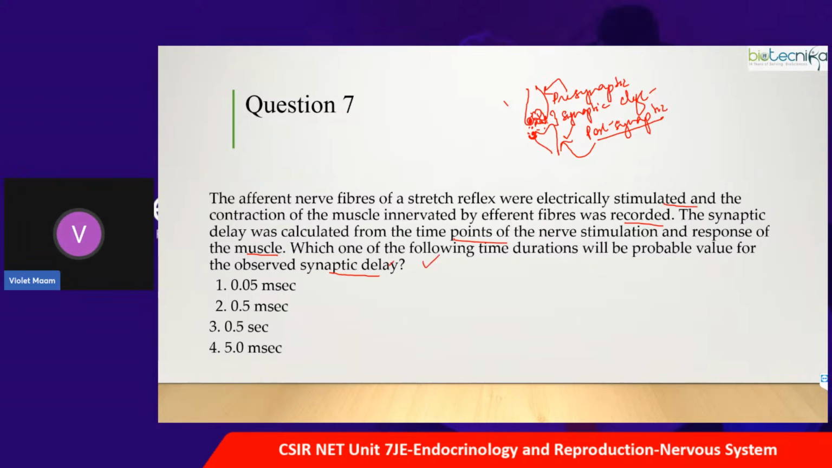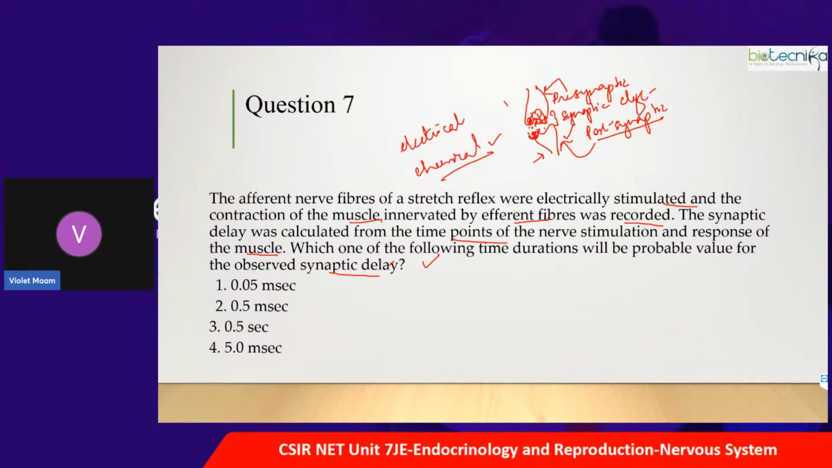So that time it takes is the synaptic delay. Why are we saying there's a delay? Because it takes more time. There are two types of synapses: one is the electrical synapse, and the other is the chemical synapse. The question here is about a chemical synapse because it is between a muscle and innervating fibers. For a chemical synapse, the neurotransmitter will be released, pass through the synaptic cleft, and bind to the receptor on the postsynaptic neuron. So there will be a delay. That delay is known as synaptic delay.